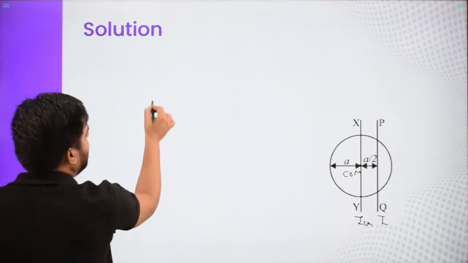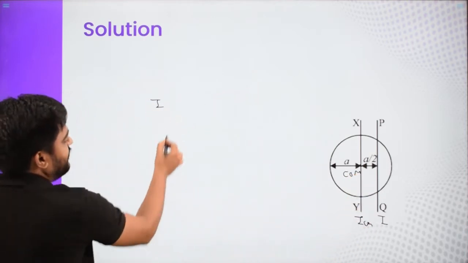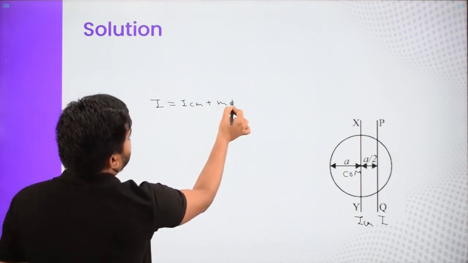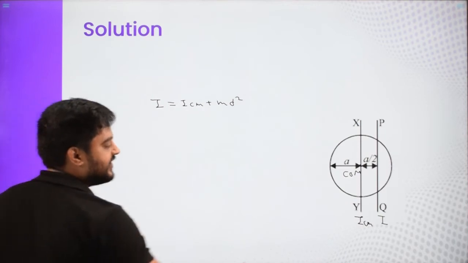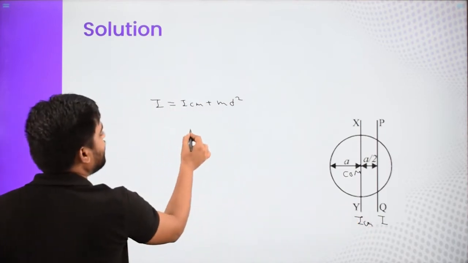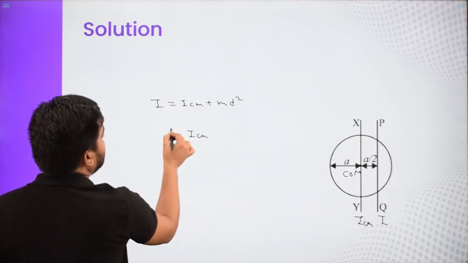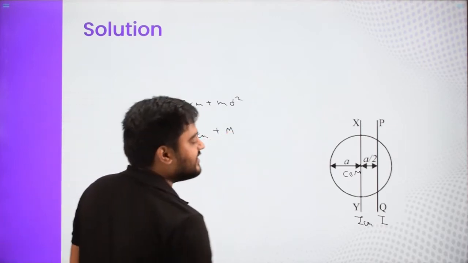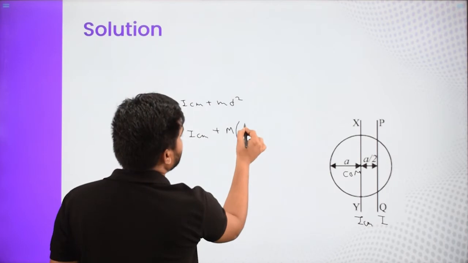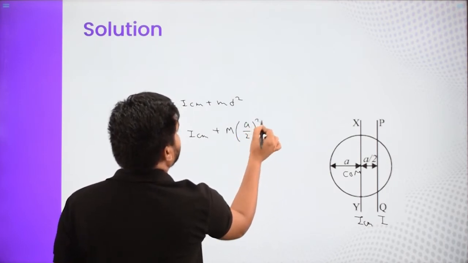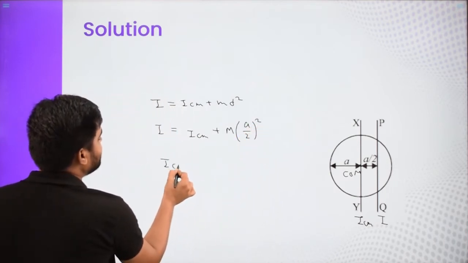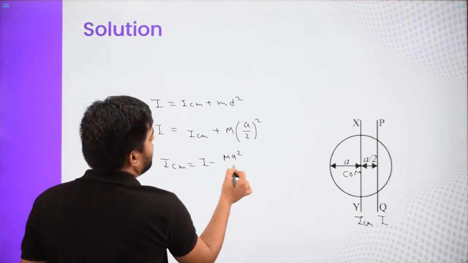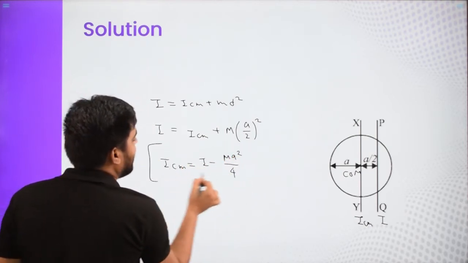Just apply the formula for the parallel axis theorem: I equals ICM plus MD square. Here we need to find ICM. The I is I, and in MD square the mass is M and the distance is A by 2, so A by 2 squared. So ICM, which we need to find, is going to be I minus MA square by 4. And this is the answer.